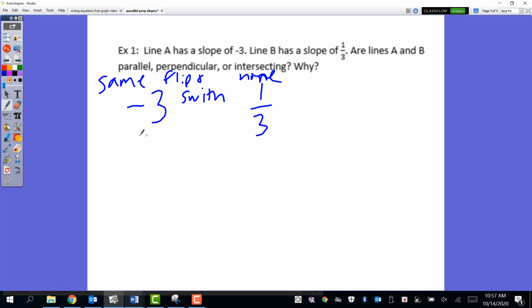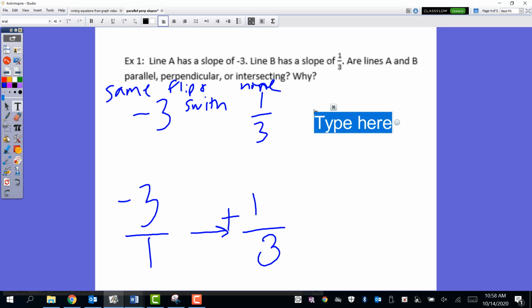Okay, so I'm going to flip and switch -3. Obviously I can tell these numbers are not the same. Hopefully everybody can tell that. But I'm going to flip and switch -3. When I flip it, well, it's a whole number, so I've got to make it a fraction. Now I'm flipping it, so whatever was on the top is now on the bottom. So now 1's on top, 3's on the bottom. The sign was negative. Now it's positive. Does that match the other one that they gave you? Yes. So if I was going to answer this question, I would write that they are perpendicular.